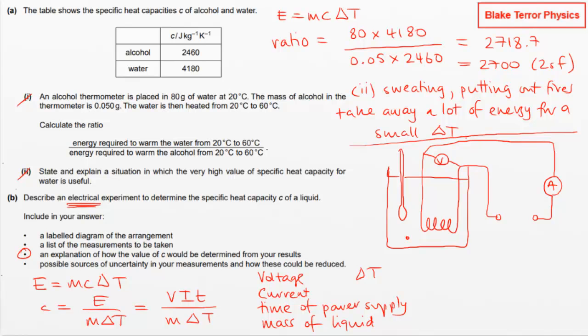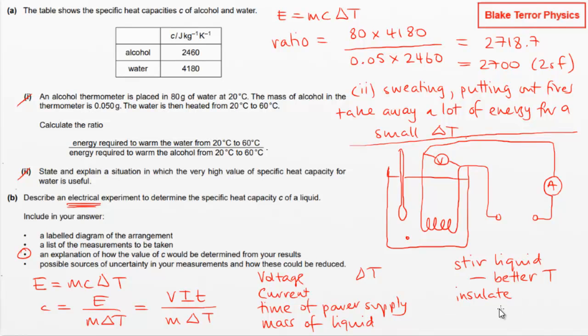Possible sources of uncertainty in your measurements and how these could be reduced. Right, you've got loads of things you could do here. So you could stir the liquid. That's going to get a more consistent temperature reading. That's going to get a better temperature reading. You could insulate the beaker. So that's another one that we could have.